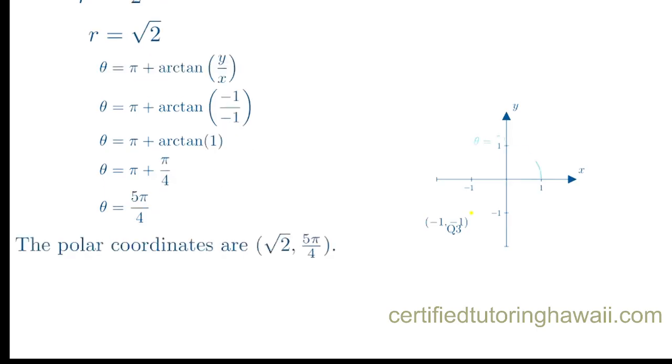So the polar coordinates for the point (-1, -1) are (square root of 2, 5 pi/4). Notice how important it was to identify the quadrant to get the correct angle of 5 pi/4, not just pi/4. There are a few special cases we should address when converting to polar coordinates.